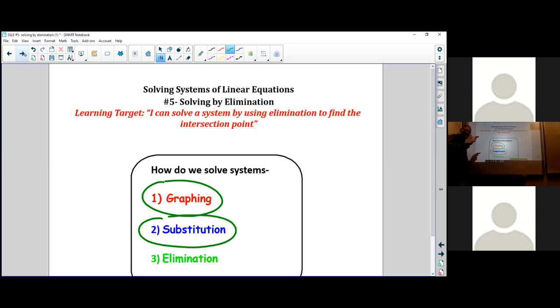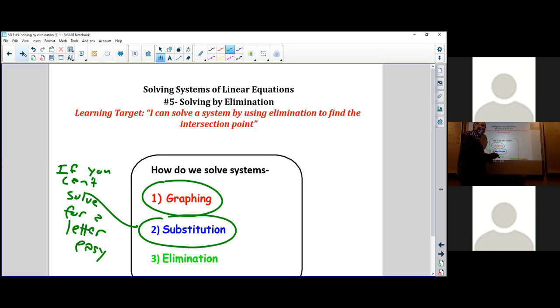Substitution seems to be a really good one. Where it has its downfall is if you can't solve for a letter easy. What that means is, when you're looking at your two equations, if one of the two equations doesn't have an x or a y where there's not a number in front of it, meaning it's harder to solve, substitution has some hiccups.